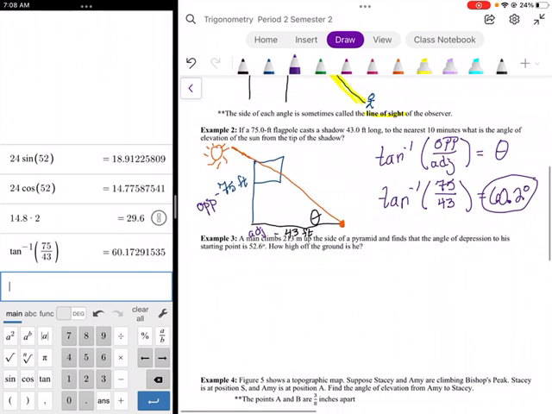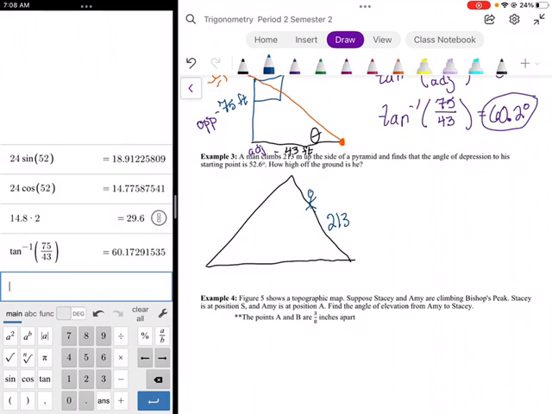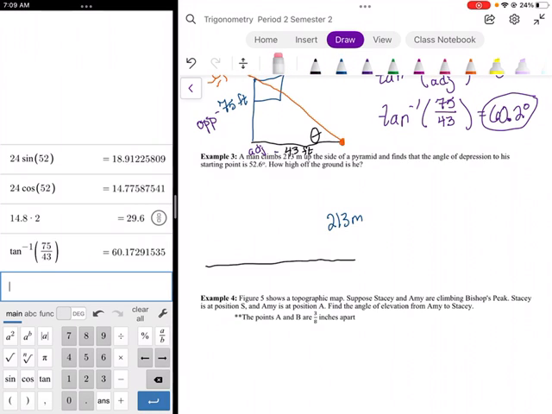Okay, another example. A man climbs up 213 meters up the side of a pyramid. So if you think a pyramid is a slanted slope, so this person over here climbed up a distance of 213 meters. Actually, he should probably be at the top of the pyramid. Alright, so there's the person at the top of the pyramid.